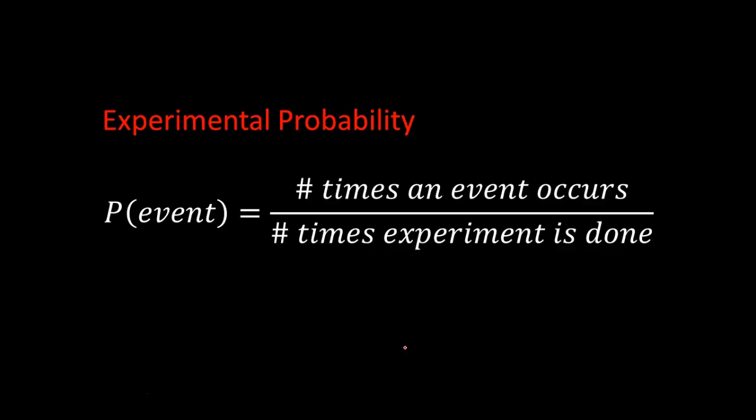Last equation is the experimental probability. This is the number of times an event occurs over the number of times an experiment is done. We're going to jump into some examples as we've got quite a few today.